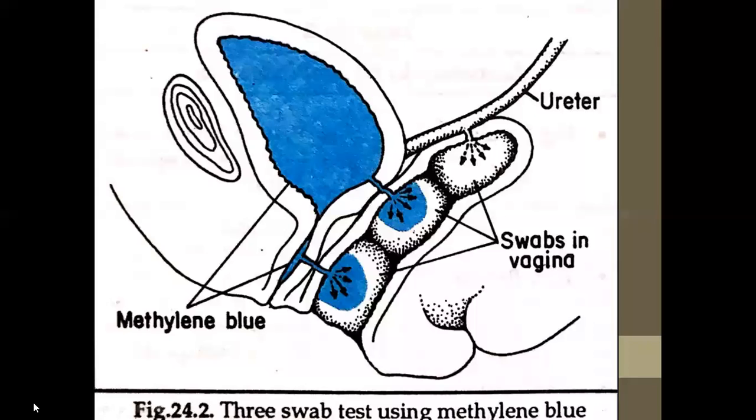If it's a ureteric fistula, the topmost swab will become wet, but it will not take any stain. If it's a vesicovaginal fistula, the middle swab will take the stain, and if it's a urethrovaginal fistula, the lower swab will take the blue stain. This is called the 3-swab test using methylene blue to diagnose a ureteric fistula, vesicovaginal fistula, or urethrovaginal fistula.